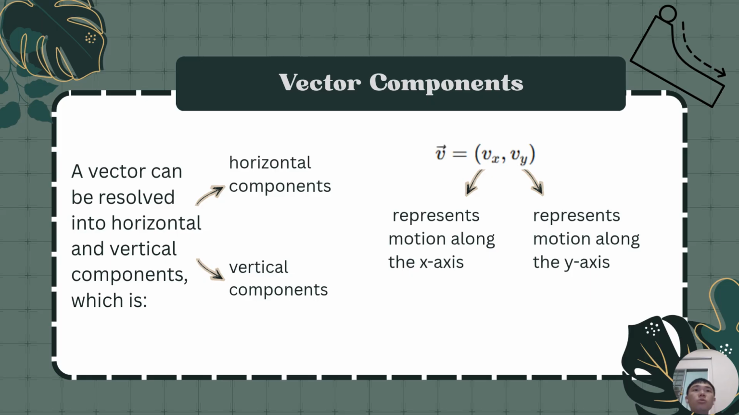Then, another useful idea in factor mathematics is factor components. A factor can be broken down into smaller parts called components. In two dimensions, a factor is usually written as (Vx, Vy). Here, Vx represents the movement along the x-axis and Vy represents movement along the y-axis. In three dimensions, we can also include Vz, which represents movement along the z-axis.